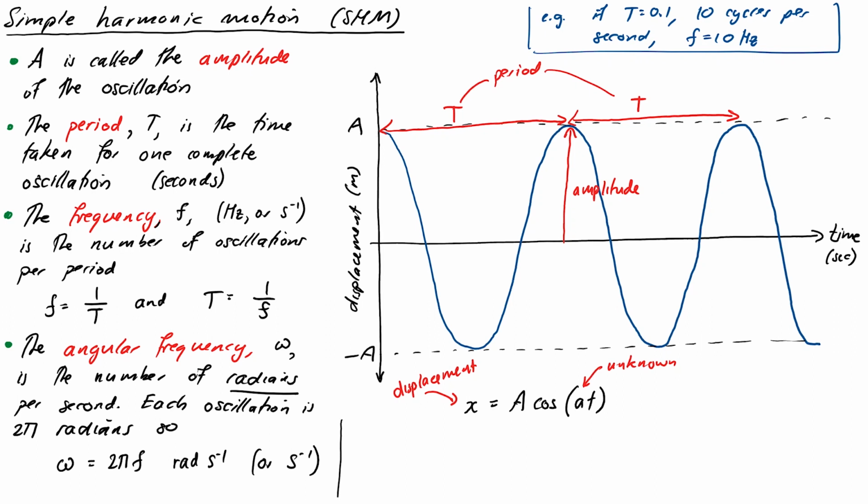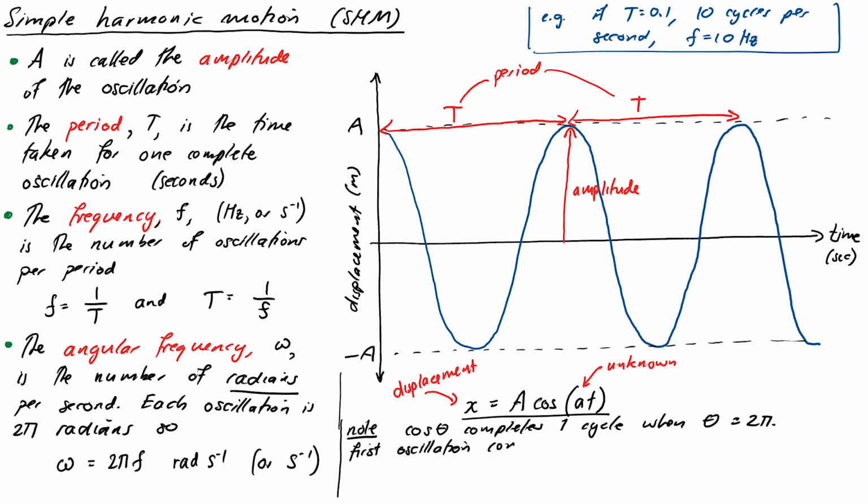Okay, what do we know about cosine? Well, the cosine function, cos theta itself, completes one whole cycle when the input to cosine, that's theta, gets to 2 pi. So remember, it starts at 0. By the time the angle gets to 2 pi, which is 360 degrees, then we've completed one whole cycle. Now also for our mass on the spring, if we've measured our period, we know that our first oscillation is complete when our time is equal to that period T for the first time.